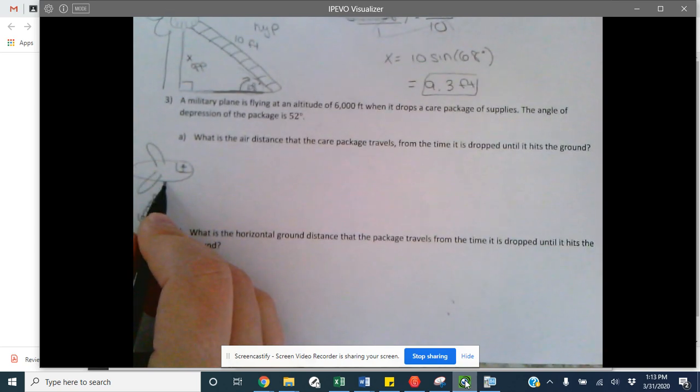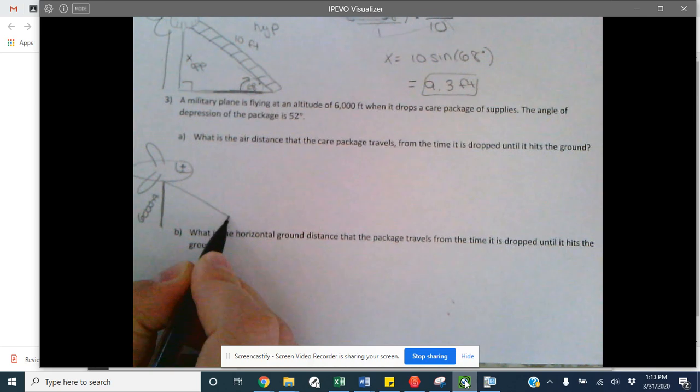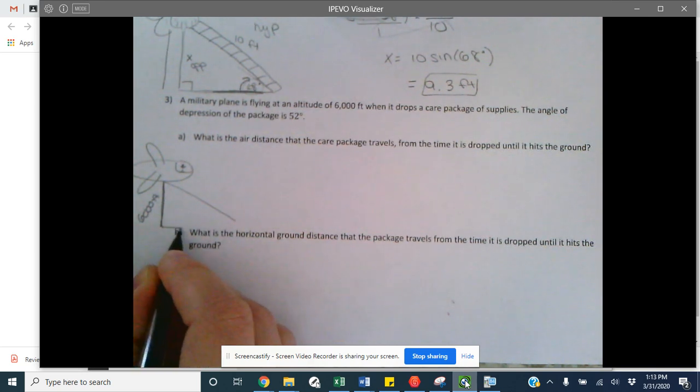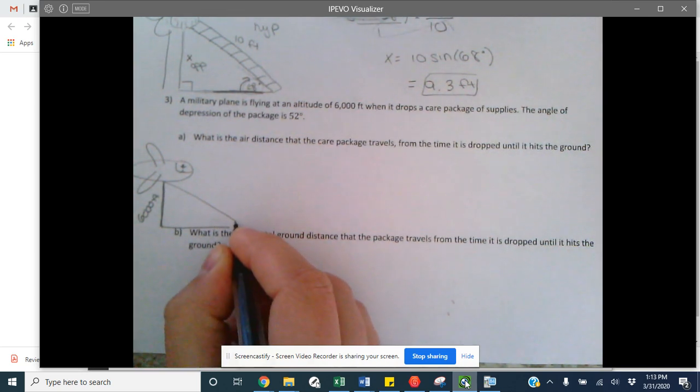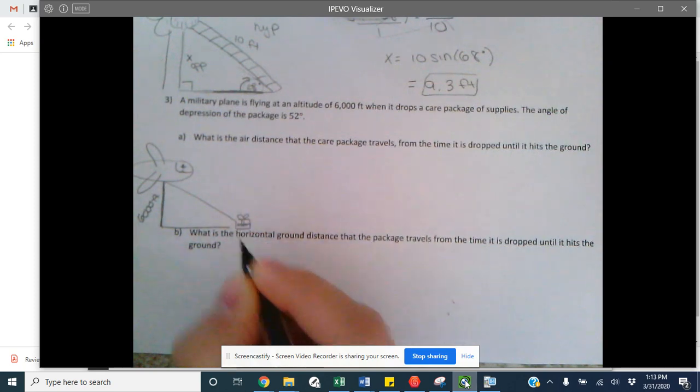So when it drops it, because it's moving, it's going to keep moving with momentum. So there's our triangle, and there's our little package. I'm going to make it look like a present with a little bow on it.